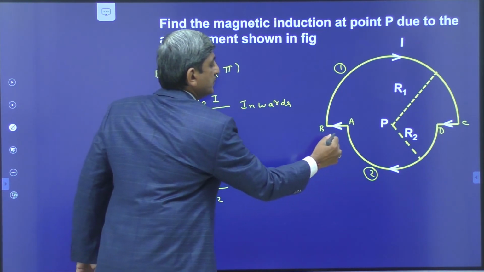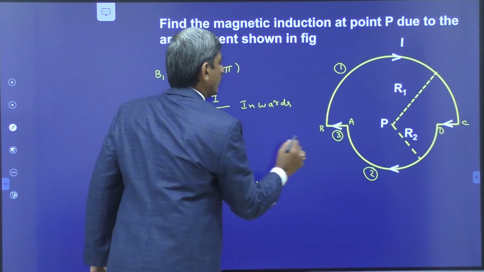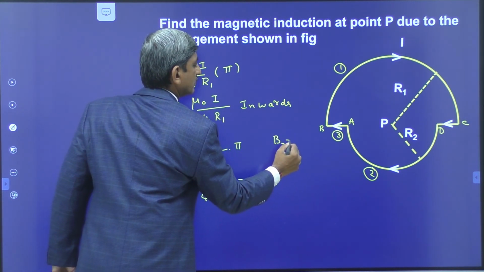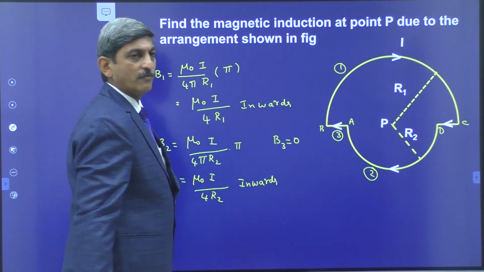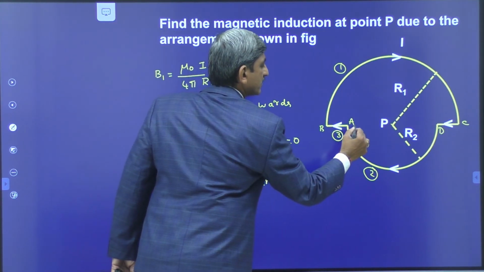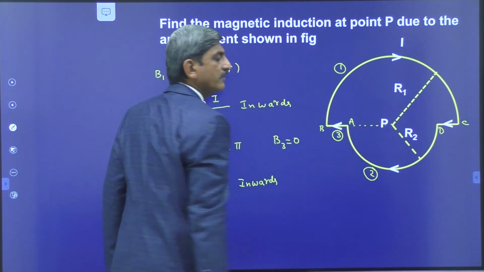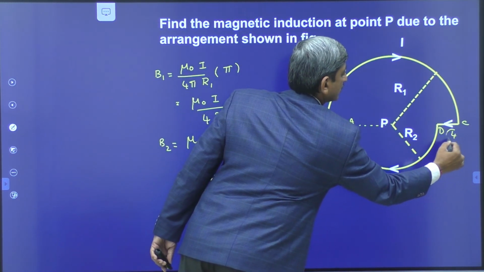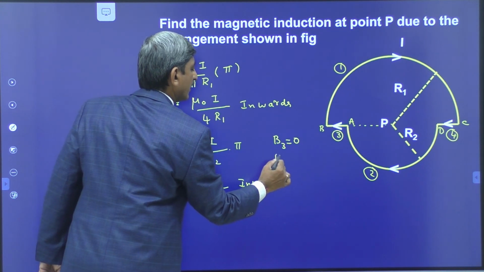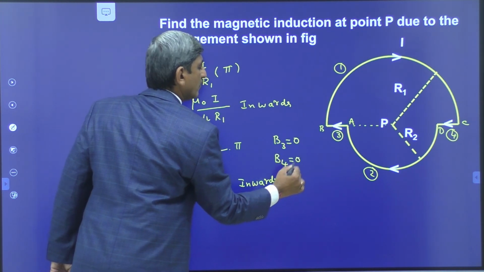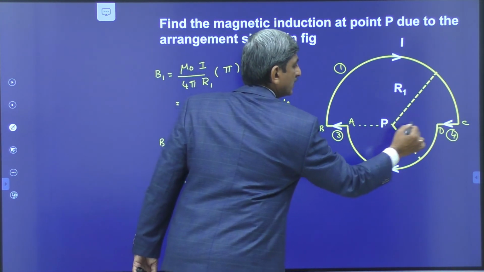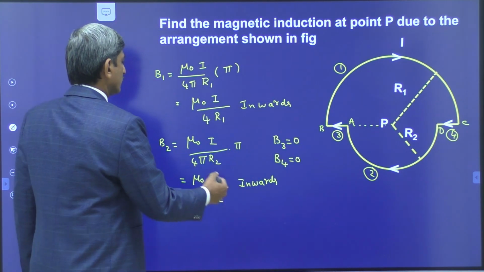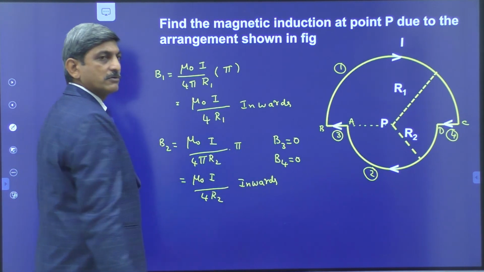Now, due to this AB portion, what is the magnetic induction value? The magnetic induction B3 is equal to 0. Why? Because the point P is located along the length of the wire. Similarly, due to this CD portion also, the magnetic field is given by B4 is equal to 0. Why? Because here also the point P is located along the length of the wire. So B3, B4 are equal to zeros.